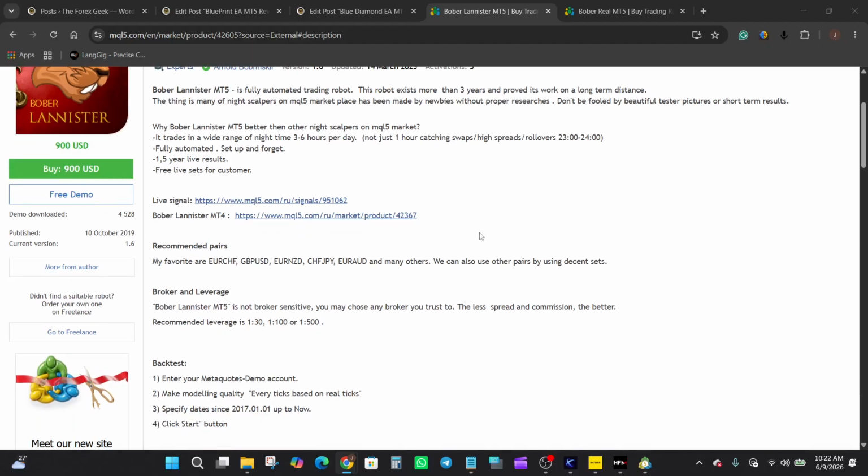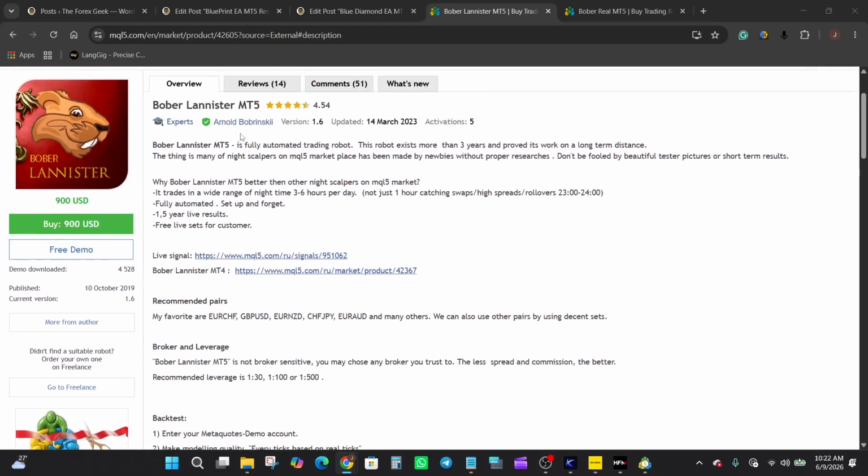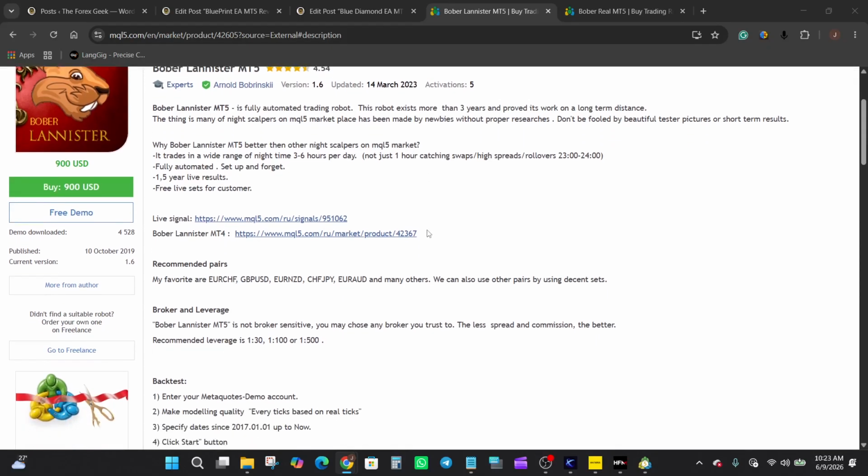Starting with the marketplace page, Lannister is developed by Arnold Bobrinski and is currently listed as version 1.6. The developer describes it as a fully automated trading robot that has been available for more than 3 years and is designed for long-term use rather than focusing on short-term performance snapshots.